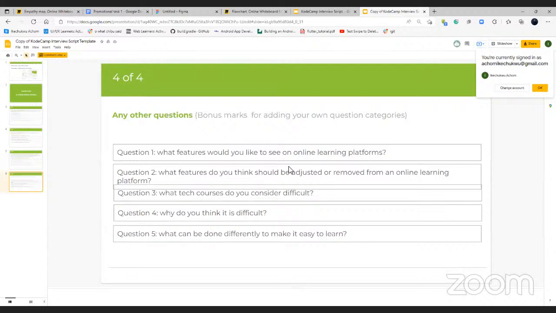But some of you decided to do what you actually wanted to do. Okay, well, that's fine. That's fine. Let's move on. So that's for the user research.